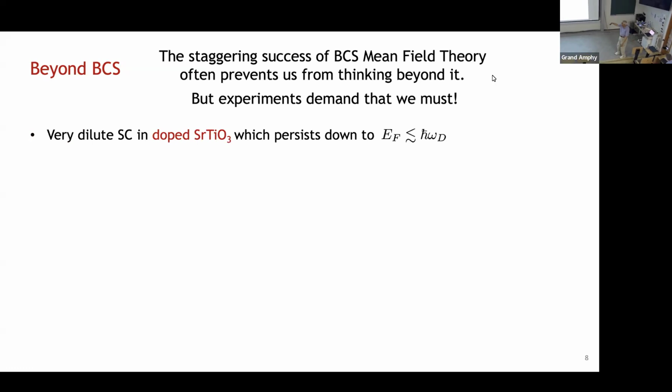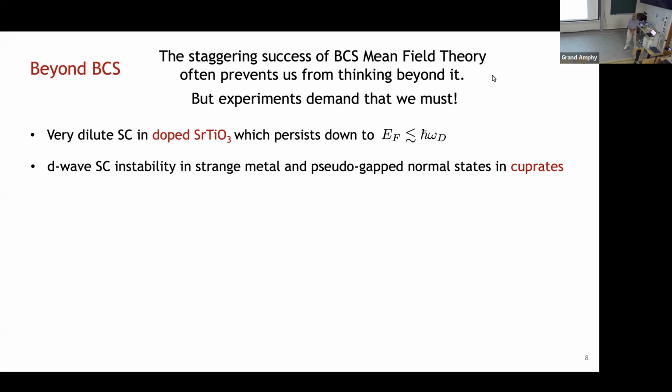I don't have references here. But if you look at very dilute superconductivity in strontium titanate, this is work of Kamran Behnia, not far away, he shows that superconductivity persists down to such a dilute limit that the Fermi energy is less than the Debye energy. So certainly the Migdal parameter makes no sense. We don't really know whether this is an electron-phonon superconductor, yes or no, but you cannot use standard Migdal-Eliashberg ideas.